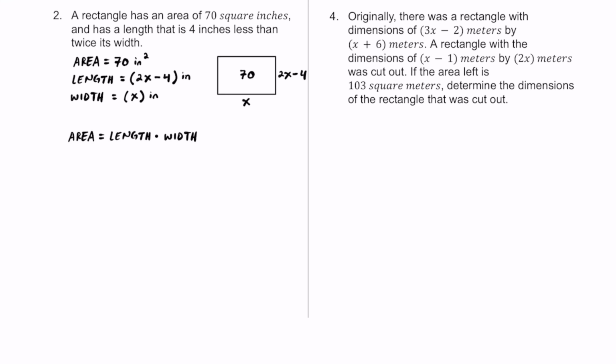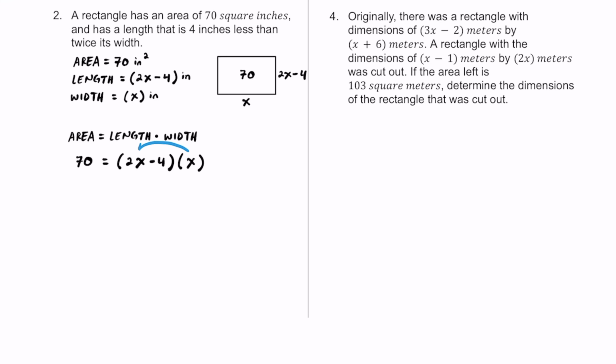Remember, our formula is area equals length times width, so let's go ahead and substitute. The area is going to be 70. That's going to be equal to the length, which is our expression of 2x minus 4. That's going to multiply by the width, which is being represented by x. So here is our quadratic equation. Let's go ahead and see if we can write it in standard form so we can solve it.